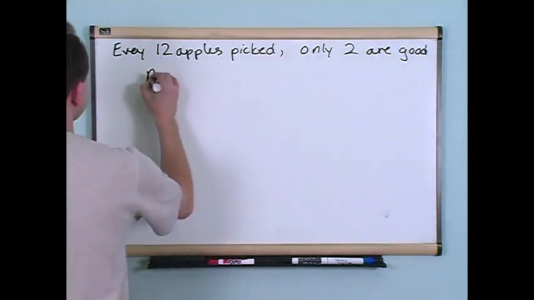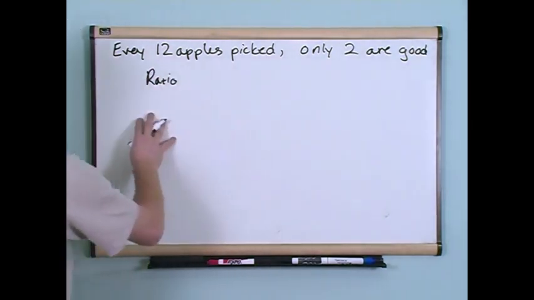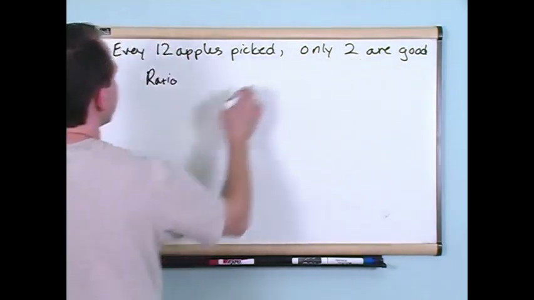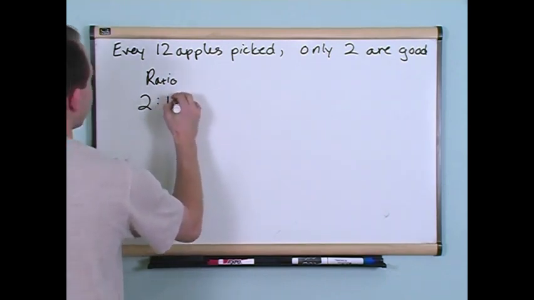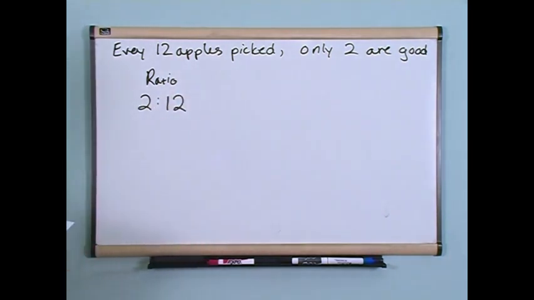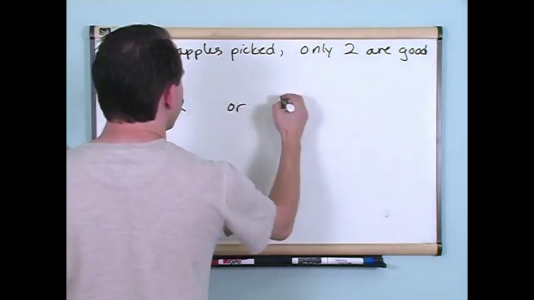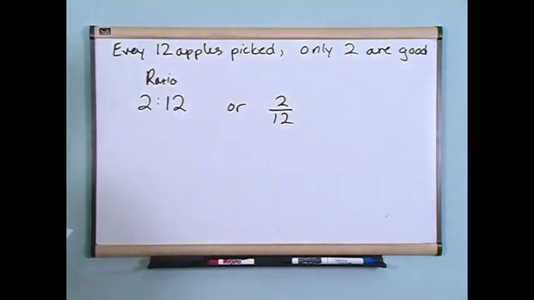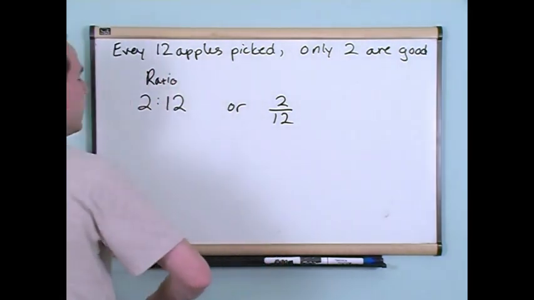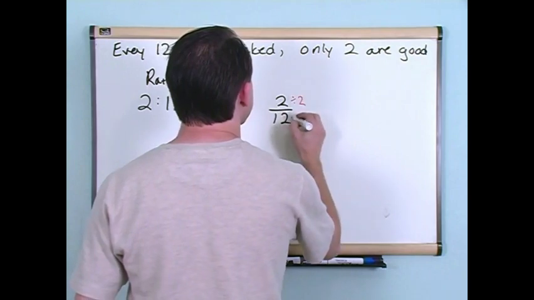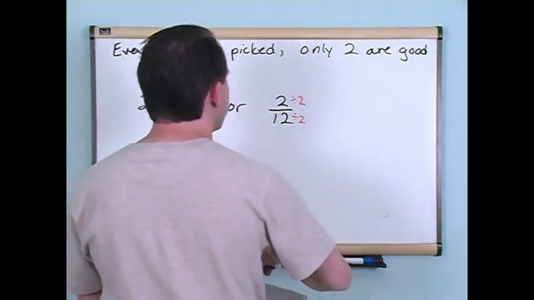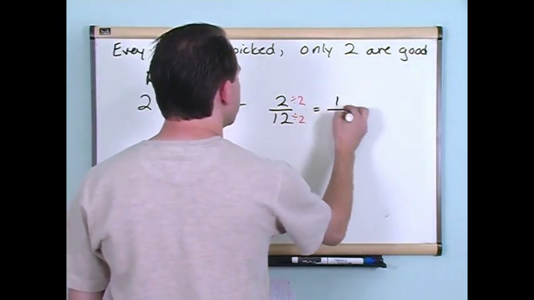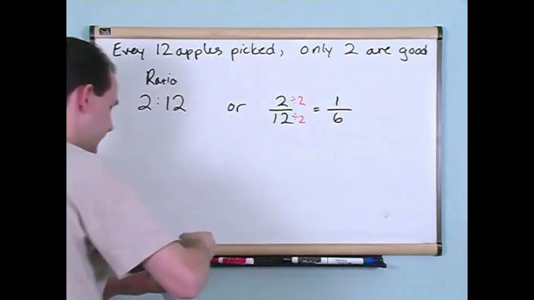So you have a ratio here. You pick 12 apples, only 2 of them are good. The ratio is going to be 2 good apples for every 12 apples, okay? You can also write it as 2 over 12, okay? Now, we can simplify these ratios just like we always can, okay? We can divide the top by 2 and the bottom by 2, okay? Just like any fraction, nothing special. 2 divided by 2 gives you 1. 12 divided by 2 gives you 6, okay?